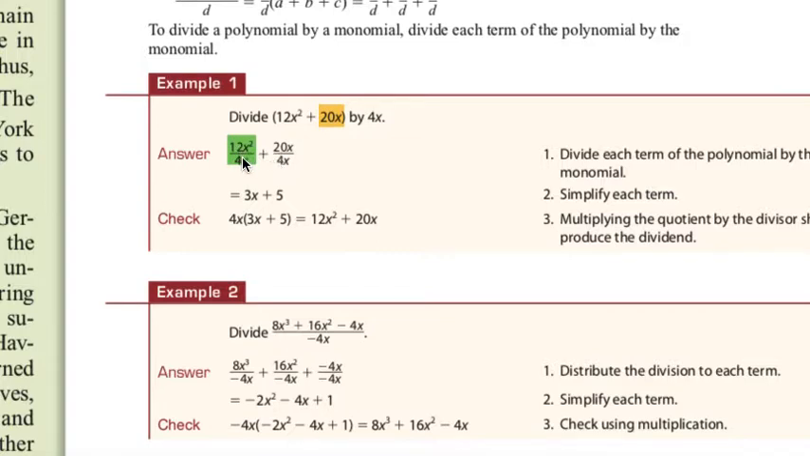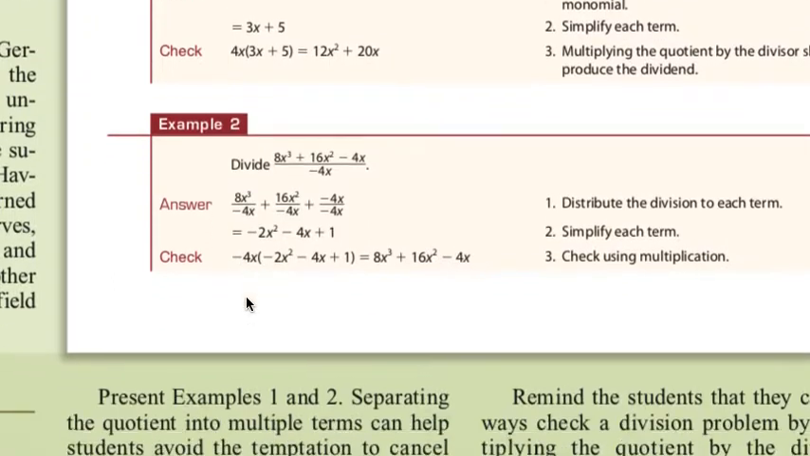12 divided by 4 is 3. So that leaves me with 3x. Here the x is completely canceled out. And then I have 20 divided by 4, which is 5. You can check the answer by multiplying it back and seeing if you get what you started with.